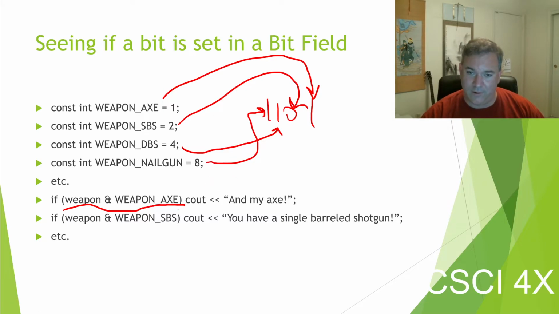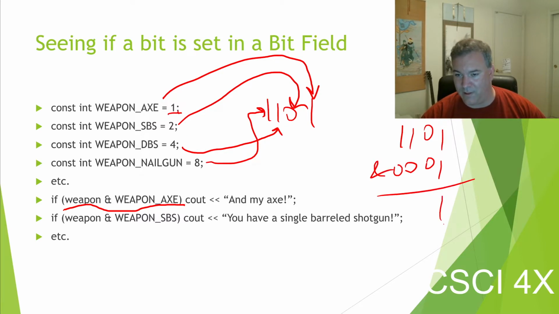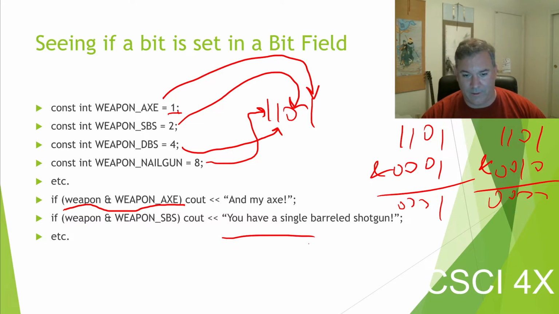And we know that in code by using bitwise AND. So if we take our inventory, which is 1101, and AND it with axe, axe is 0001, it's just the number one, right? If we bitwise AND these together, we get 0001, which is true. So it'll print "you have my axe." And if we want to see if we have the single-barreled shotgun, we take the inventory, 1101, and AND it with 0010, and you see we get 0000, which is false. So it will not print "you have my single-barreled shotgun."